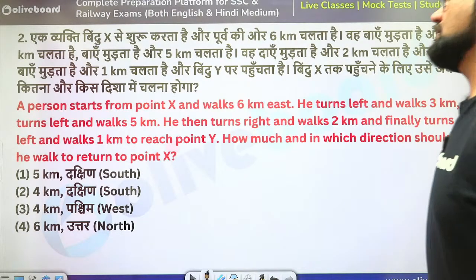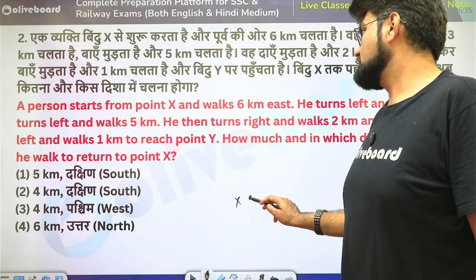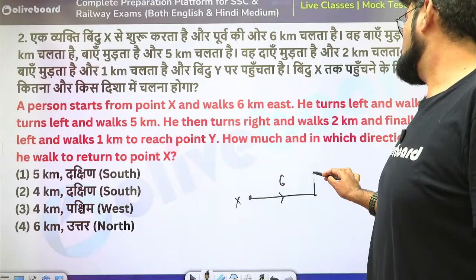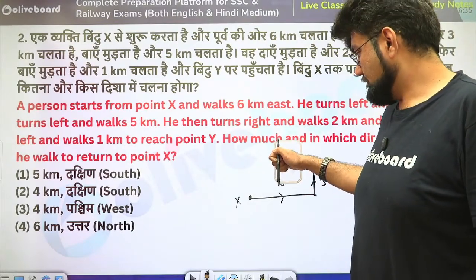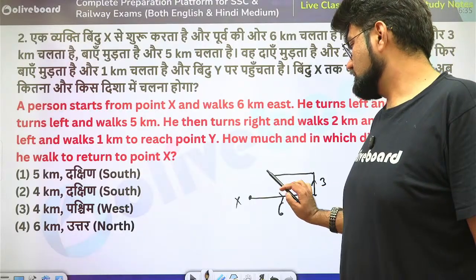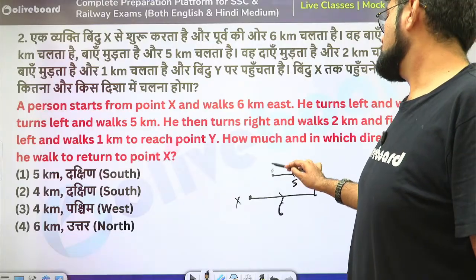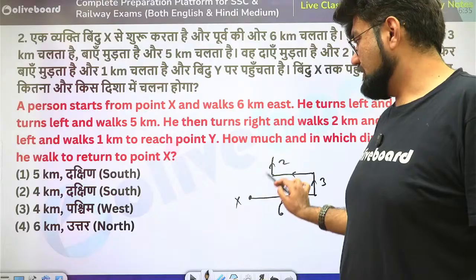What is happening here? A person starts from point X and walks 6 kilometers east. Turns left and walks 3 kilometers. Turns left and walks 5 kilometers. Now 5 means he's slightly before here. Okay, this is 5. Then turns right and walks 2 kilometers. Finally turns left and walks 1 kilometer. He has already come 5. 1 means he'll be in line here.